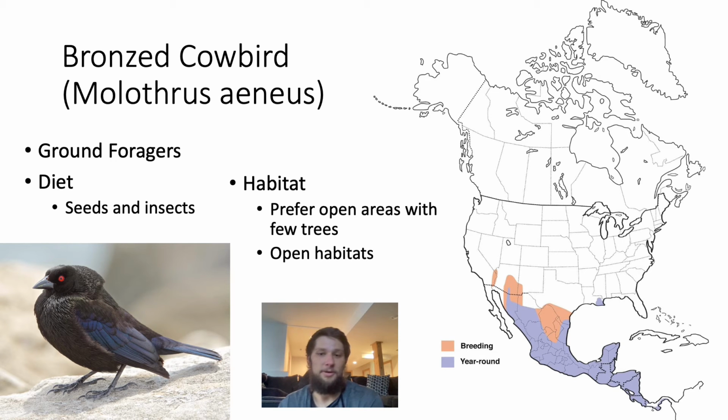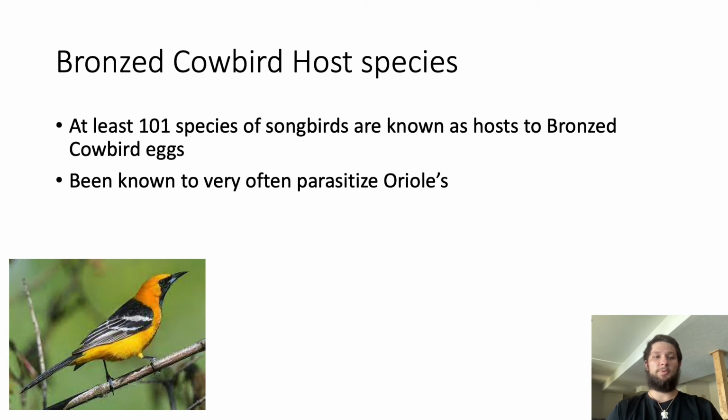They are mainly found in Mexico and Central America, but can also inhabit some of the southern areas of the U.S., and those are shown in the map here. It's typically their breeding ranges in the southern areas of the U.S. The bronzed cowbird has been known to use at least 101 species of songbirds as hosts, and they've been known to very often parasitize orioles. This is a hooded oriole here on the bottom left of your screen.